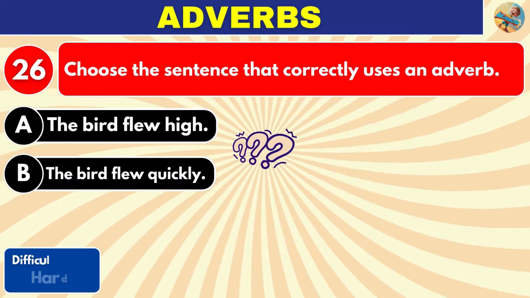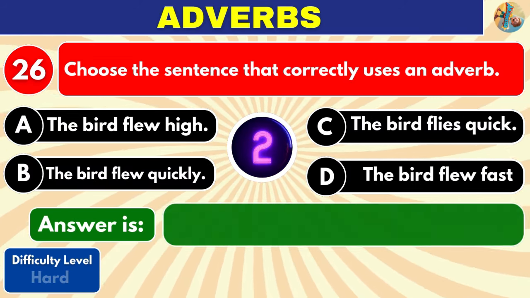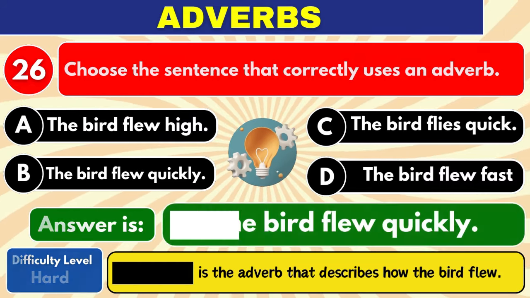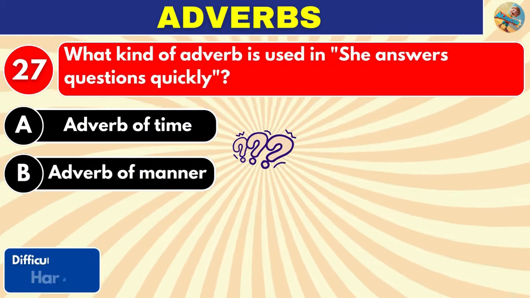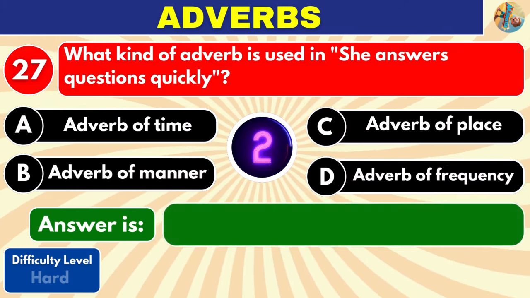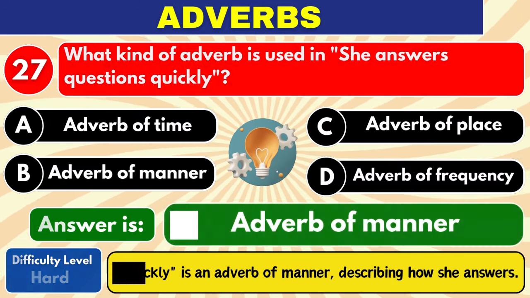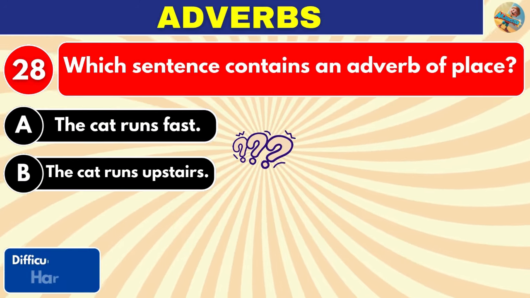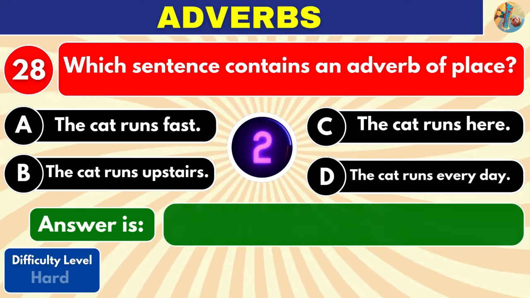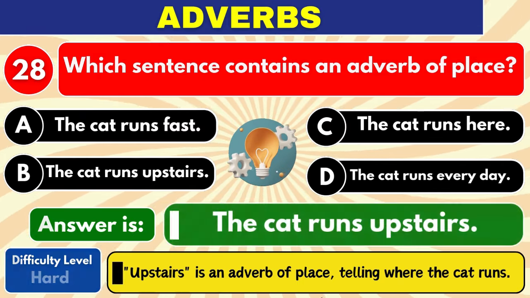Question 26 is choose the sentence that correctly uses an adverb. Answer 26 is she sings softly. Question 27 is what kind of adverb is used in she answers questions quickly? Answer 27 is adverb of manner. Question 28 is which sentence contains an adverb of place? Answer 28 is the cat runs upstairs.